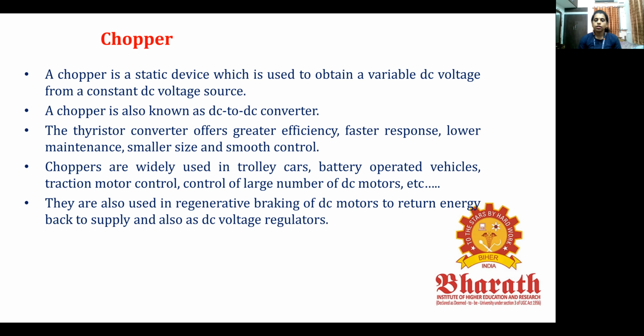abundantly used in speed control of DC motors. The chopper has an excellent feature of regenerative braking operation in a DC motor to return the unwanted energy back to the supply. And it can also be used as a DC voltage regulator. So this is a brief introduction about a chopper, which we shall discuss in detail.